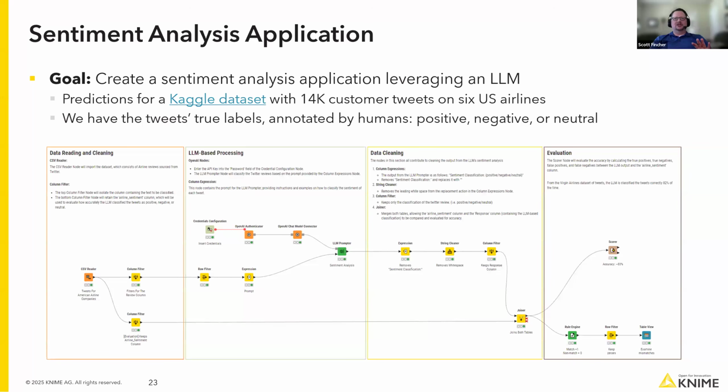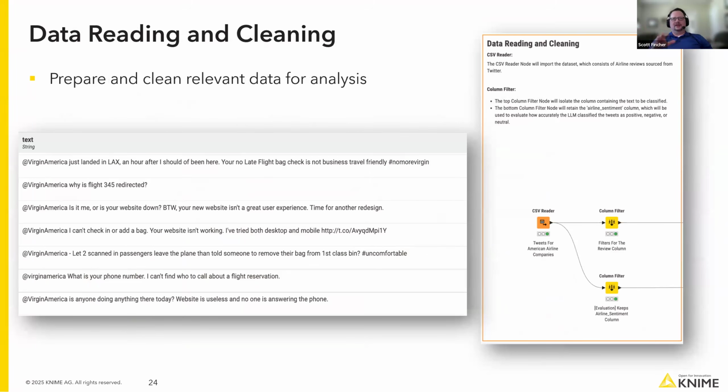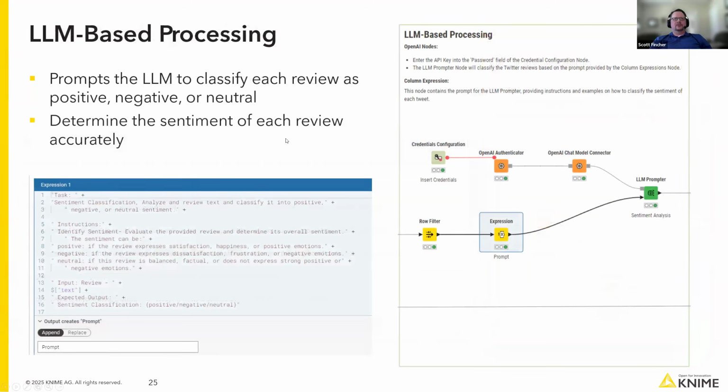So there's going to be 4 sections to this workflow. I won't go through all of them in the slides here. I'll just build it for you. But the first thing we're going to do is read in the text and prepare and clean that a little bit for our analysis. So we have some simple filtering that we need to do. And you can see here some of what the tweets are, right? Like, why is my flight 345 redirected? Or what's your phone number? I can't find who to call. Is this positive, neutral, or negative? The LLM is going to tell us.